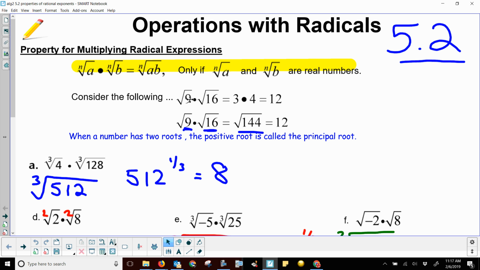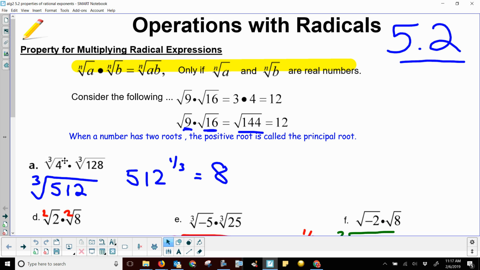So square root of 9 times square root of 16. Well, square root of 9 is 3, square root of 16 is 4, 3 times 4 is 12. Or what they're saying is, because they're both square root, you could do 9 times 16 and get 144, then square root from there. Because maybe, perhaps, 9 doesn't square root evenly and 16 doesn't square root evenly.